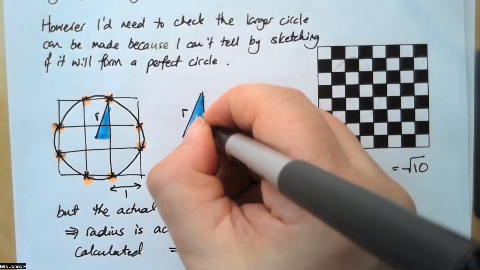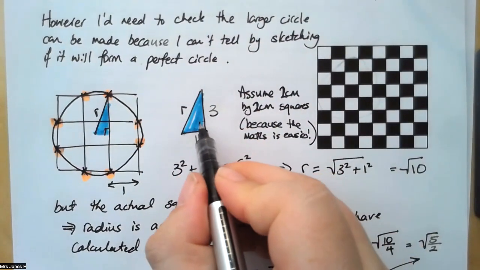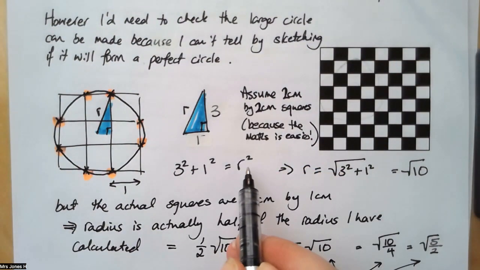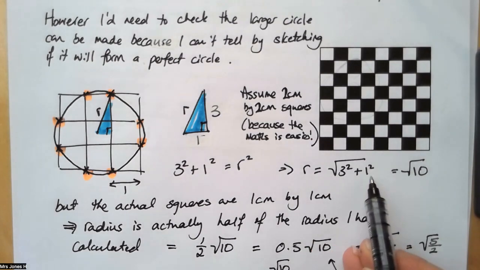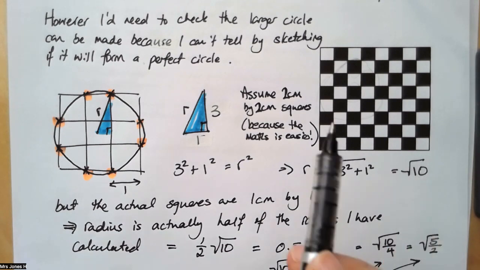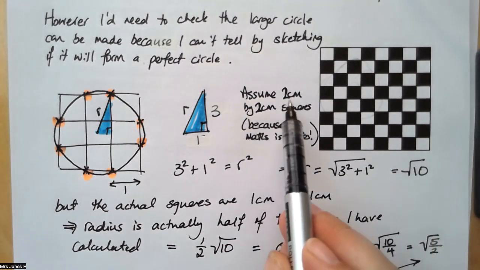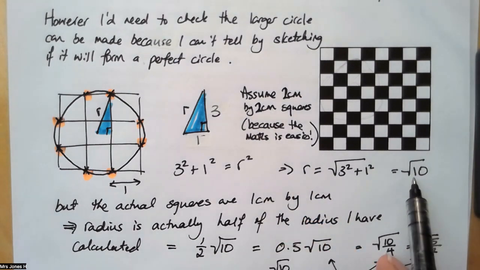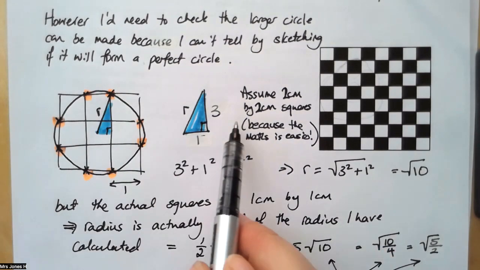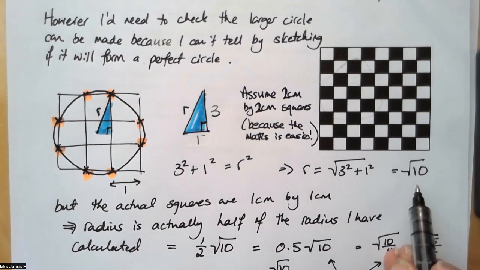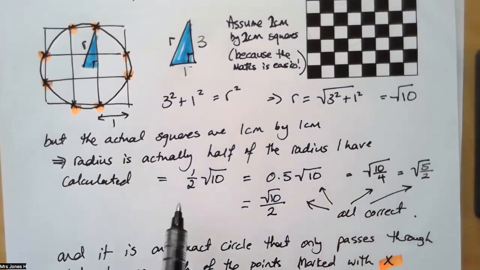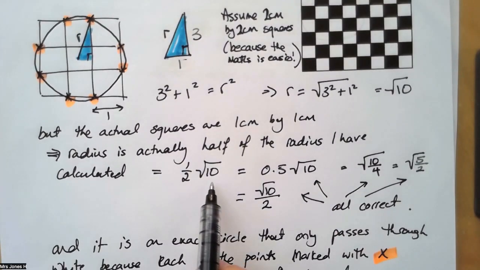If I draw in this triangle, we know that this is a right angle just here, and therefore what we're looking at is Pythagoras. 3 squared plus 1 squared equals r squared. R is going to be the square root of 3 squared plus 1 squared, which is the square root of 10. Remember, you're looking at 2 centimetre squares rather than 1 centimetre squares. This is a length, so there's a scale factor of 2 between what I've worked out and what is actually true. Therefore, the radius is half the radius I have, so it's going to be half root 10.